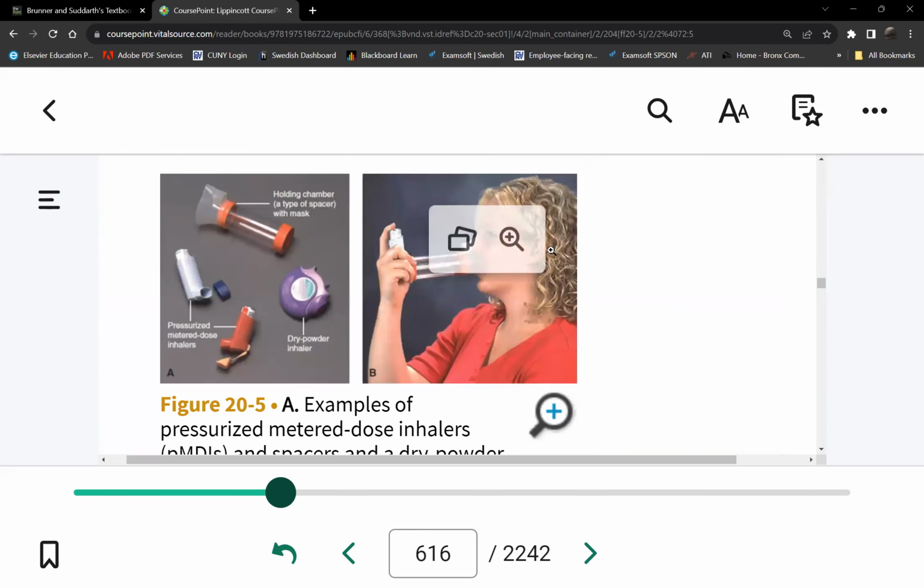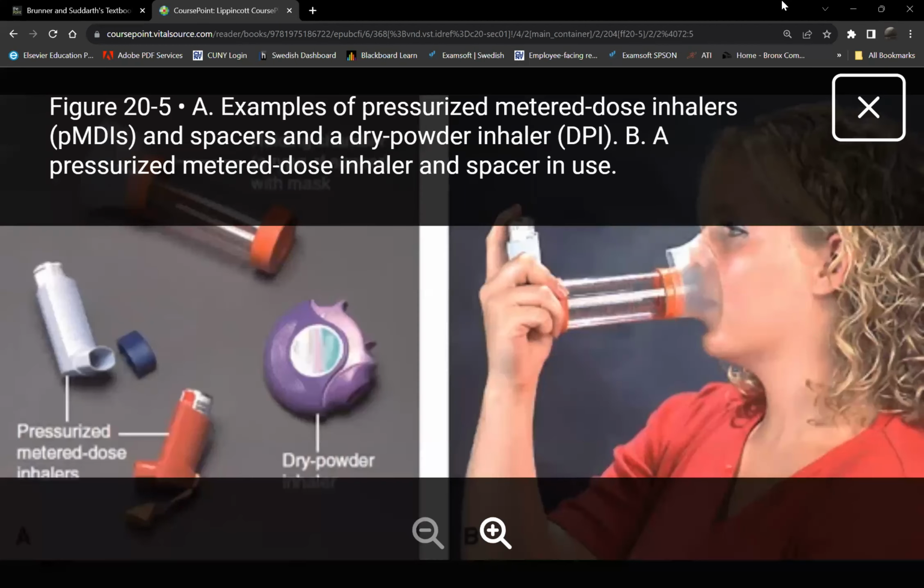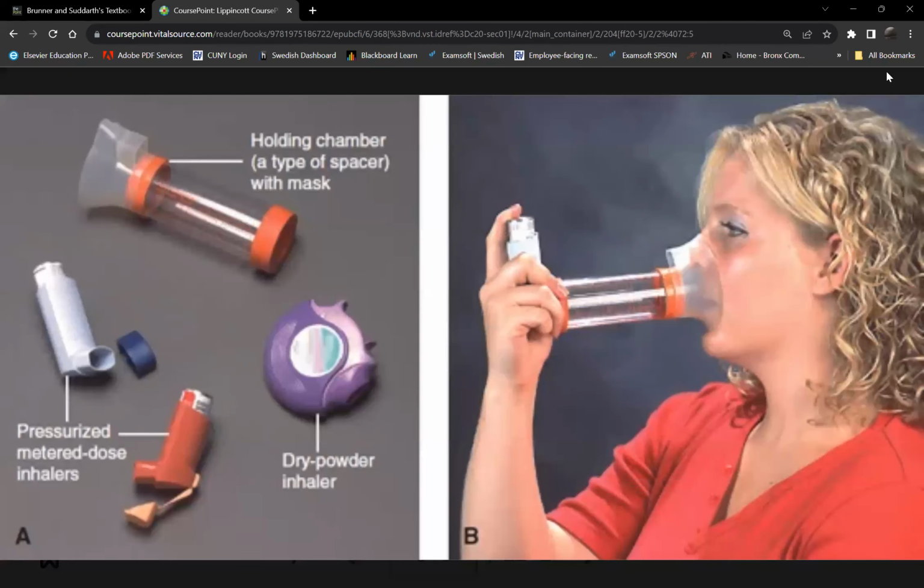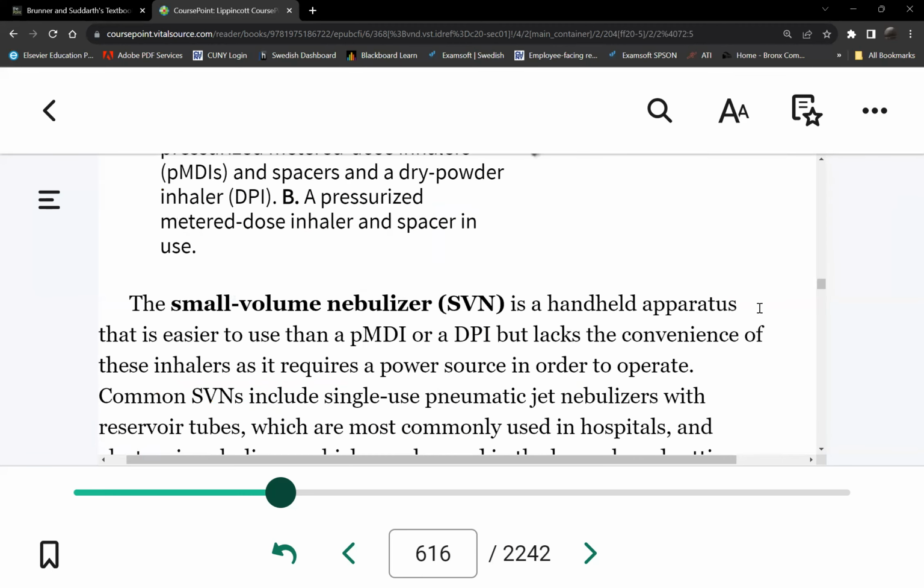These are some variations. So the mouthpiece may not be in your mouth for the air chamber. So if you have a spacer, some of them are shaped like this. Okay, they go over the nose and the mouth. So it's not always just the mouth.